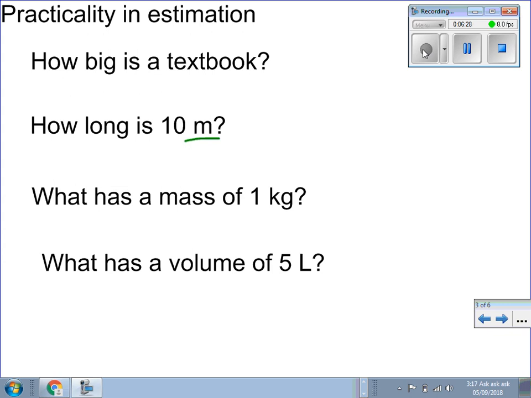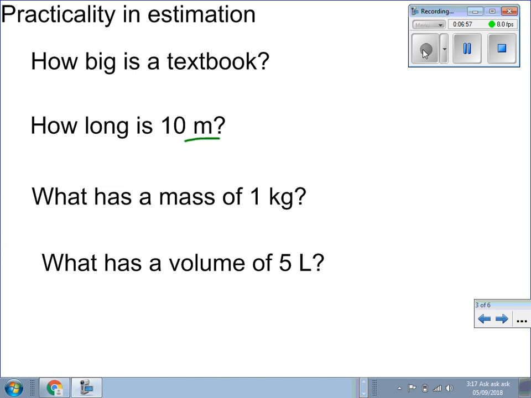If I wanted to think what a mass of 1 kilogram was, I have to find a reference point for 1 kilogram. What do I know has a certain mass? Well, 1 liter of water is 1 kilogram. We've worked that out in grade 9 science. So there's one way of thinking about it. And what has a volume of 5 liters? Well, 5 liters of water. I think of a 4-liter milk bag and add a little bit. Okay, so you have to have landmarks from which you work.